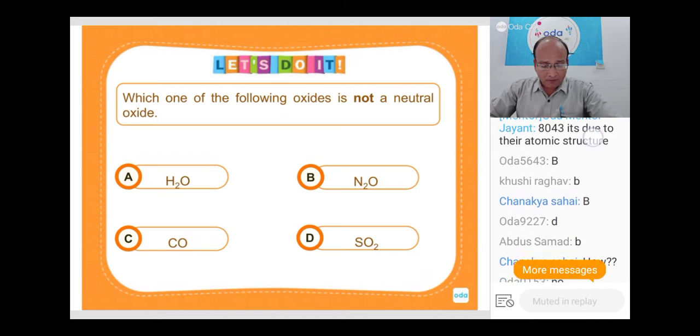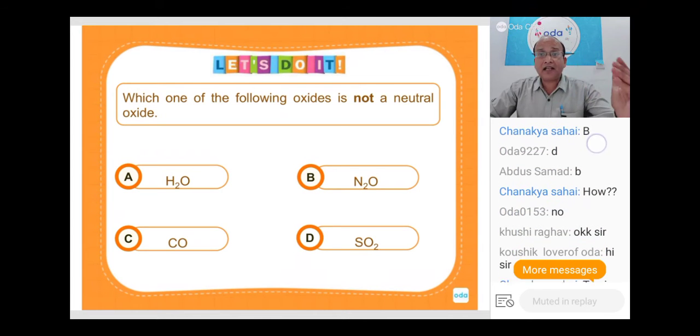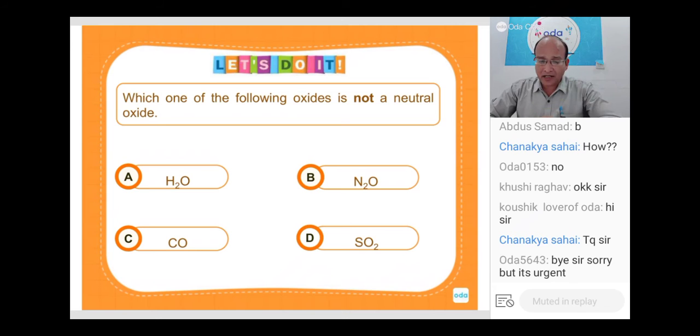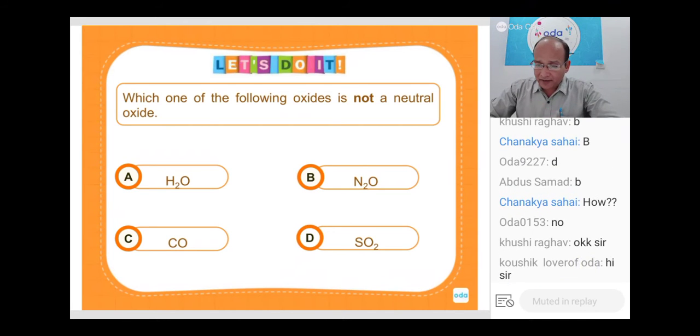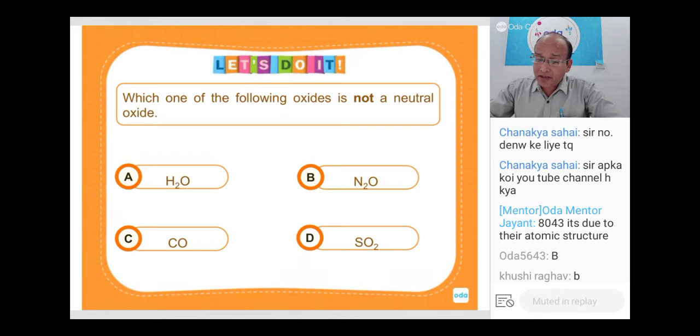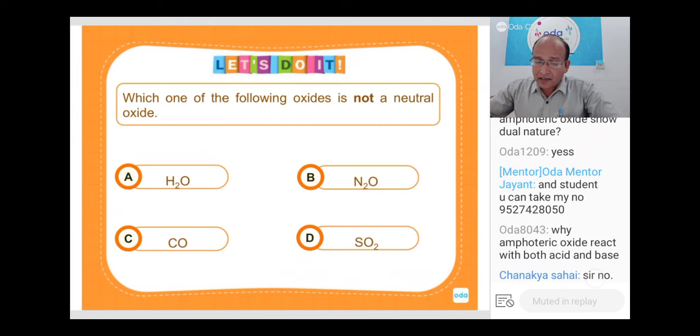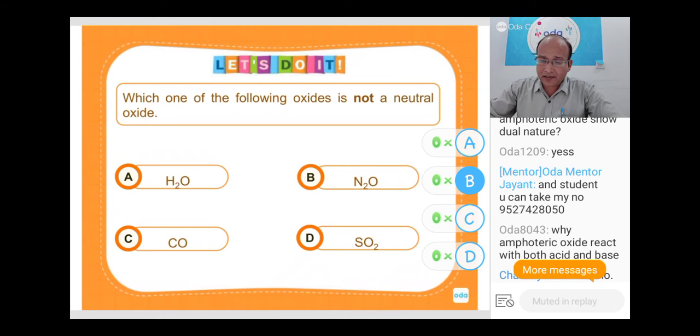No problem. You can see the replay of the class whenever you get time. If you have to leave early, no problem. Now the next problem is also regarding this. Just give me the answer in the ballot. Which one of the following oxide is not a neutral oxide? Answer in the ballot, and it will revise all your concepts that we have just discussed.